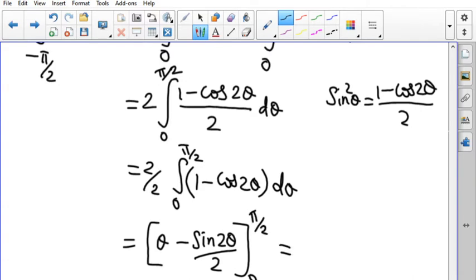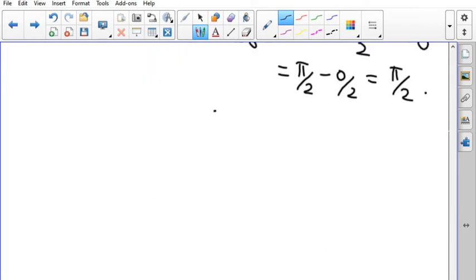Now first apply the upper limit: pi by 2 minus sin of 2 into pi by 2, divided by 2. Applying the lower limit for theta gives 0, so that cancels. Sin pi is 0, so minus 0 by 2. So your answer is pi by 2. You cannot integrate sin square theta directly, so you have to apply the formula 1 minus cos 2 theta by 2, and then you can integrate like this. Okay, now let us go to the next problem, number 3.